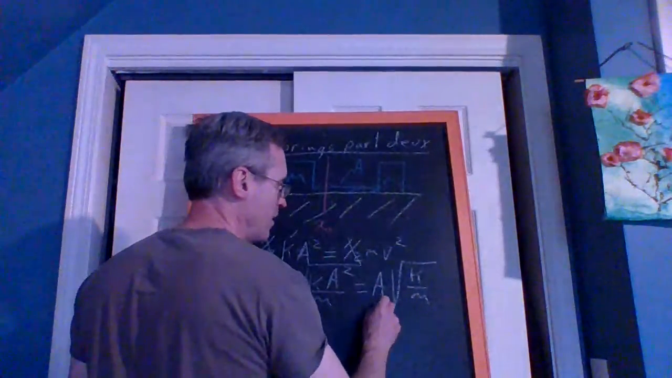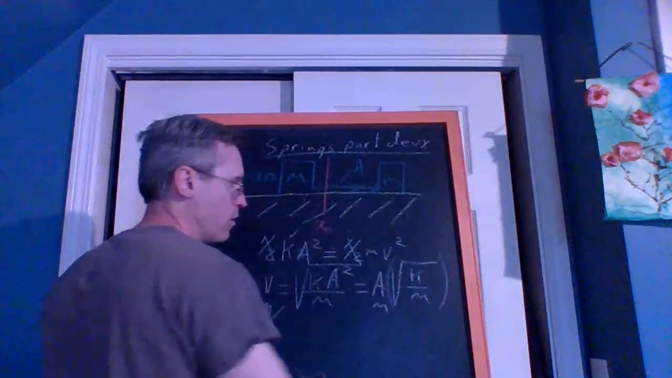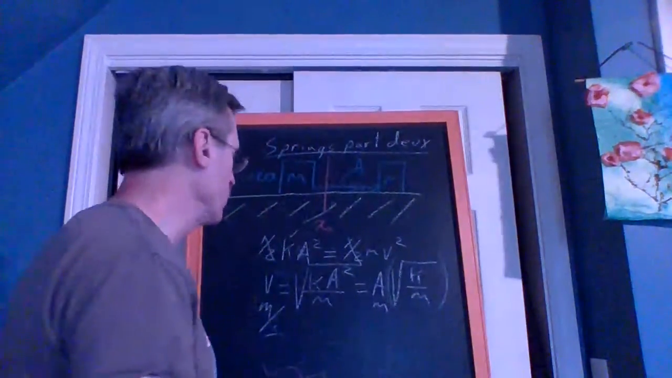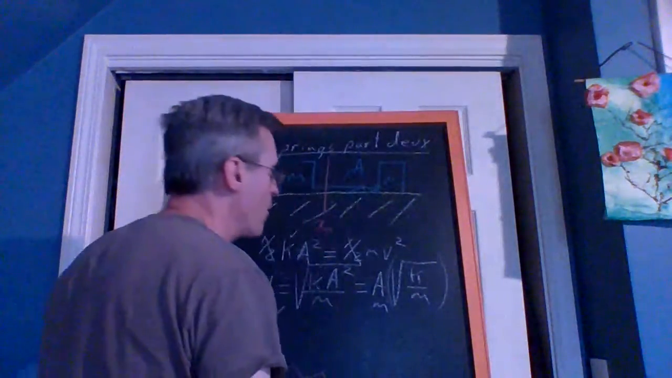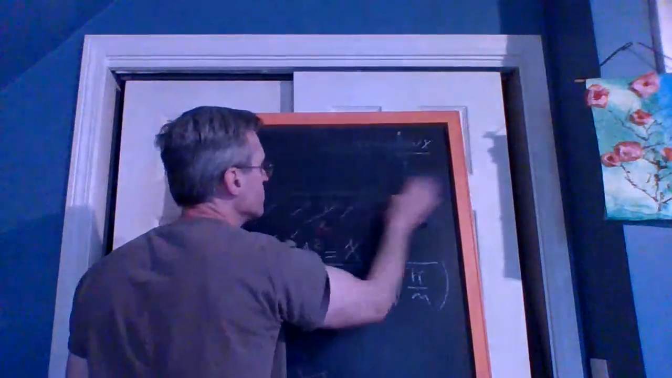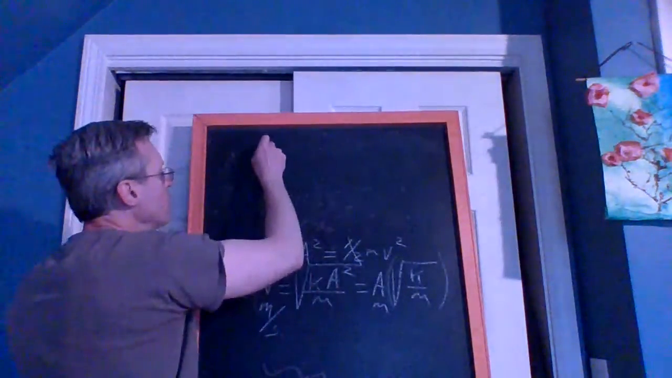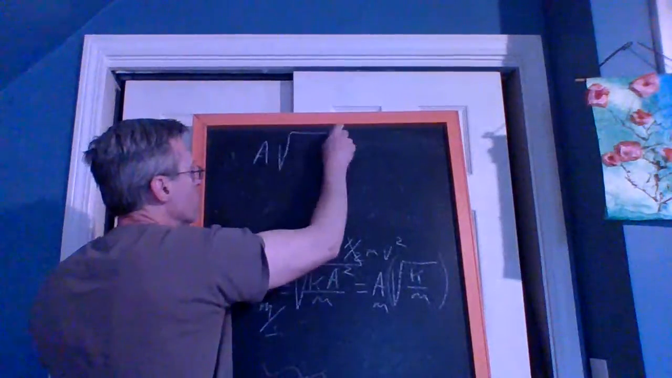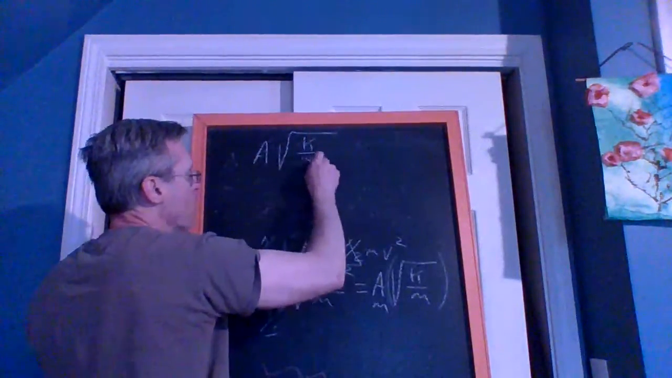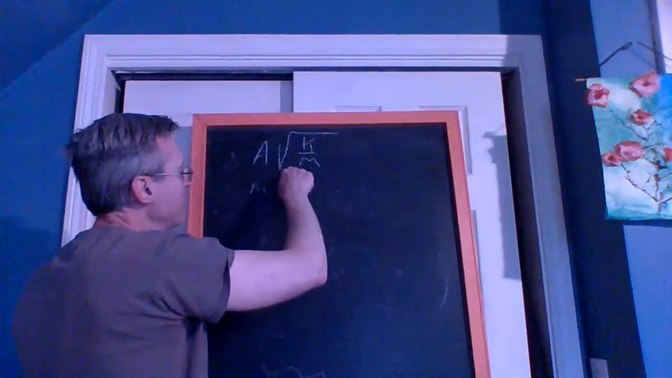A has units of meters, but what do the units of this term happen to be? Let's take a look at that. I'm going to erase up here to save my board space. Let's do unit analysis on A times the square root of k over m. A is meters, but let's look at this term right here.